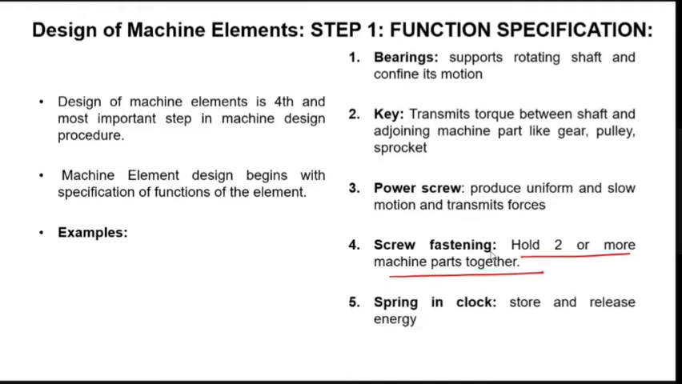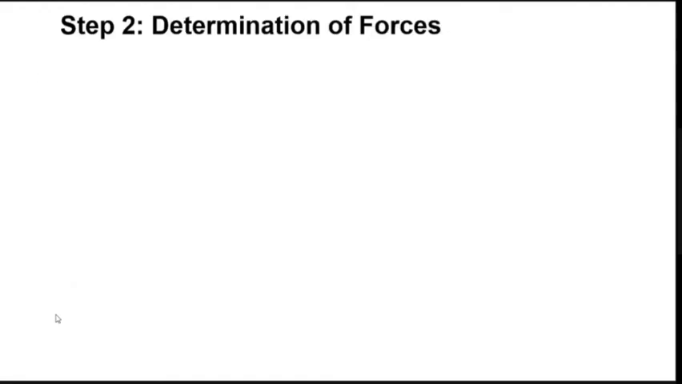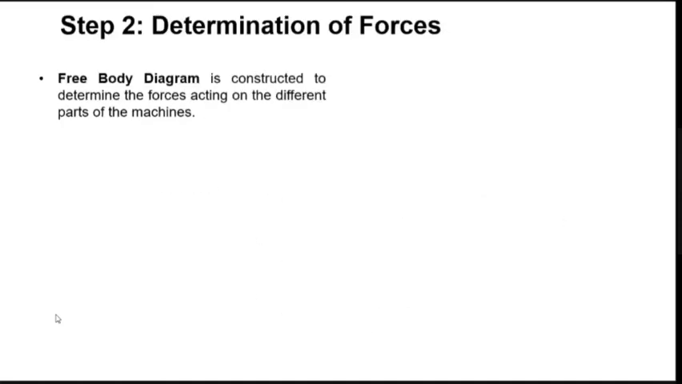Spring in the clock. This is used to store and release the energy. Okay, so this is called the function specification. I hope you understand this. Okay. Now, what is the next step, guys? See, when I start the design from model number 2, I will start this way. The first step, we'll understand the function specification, accordingly select the components, and then the next step is determining the forces.